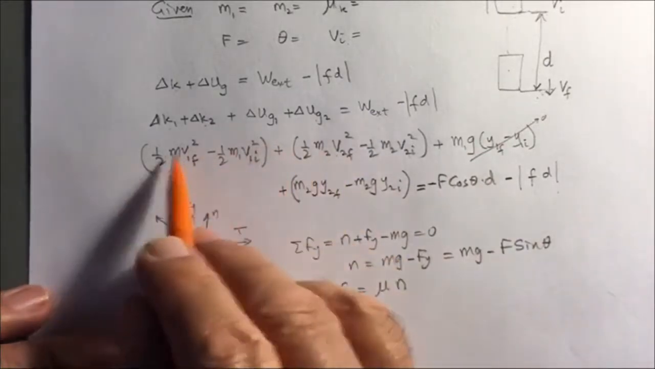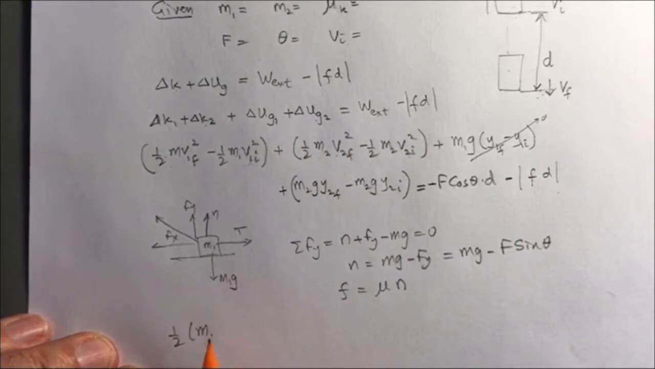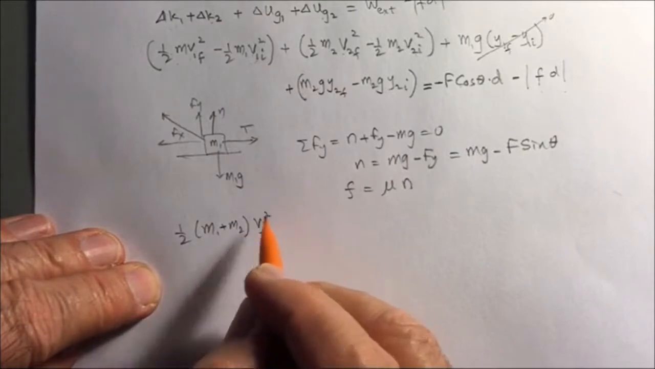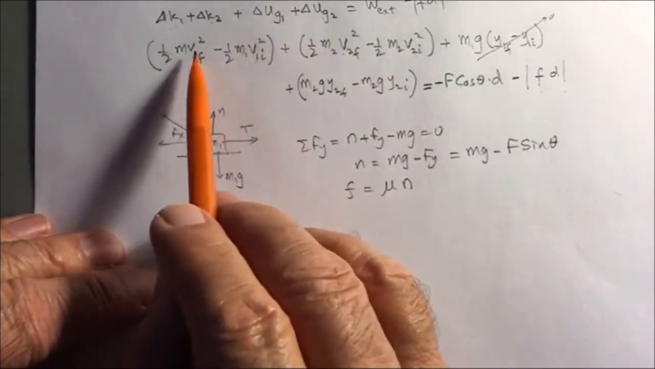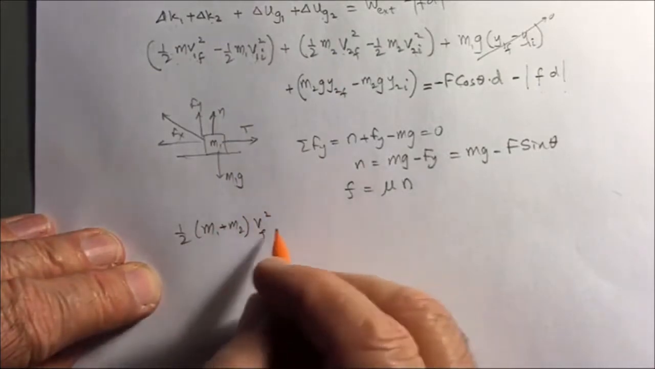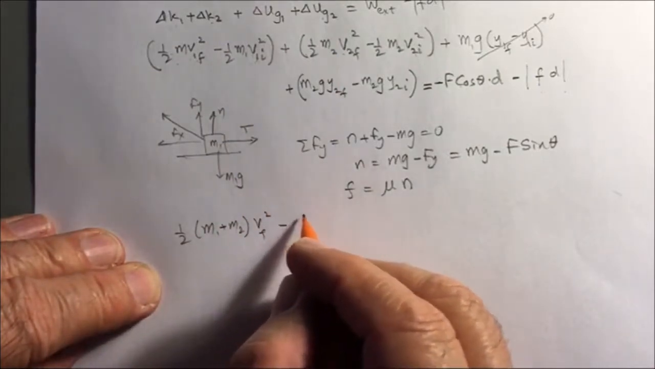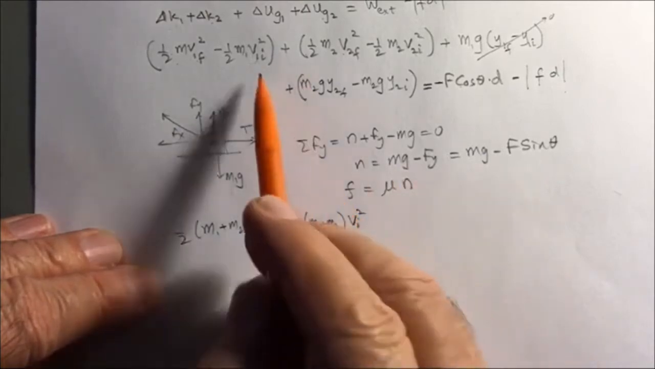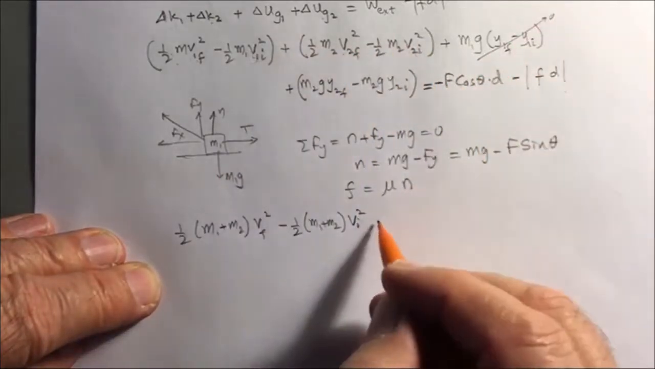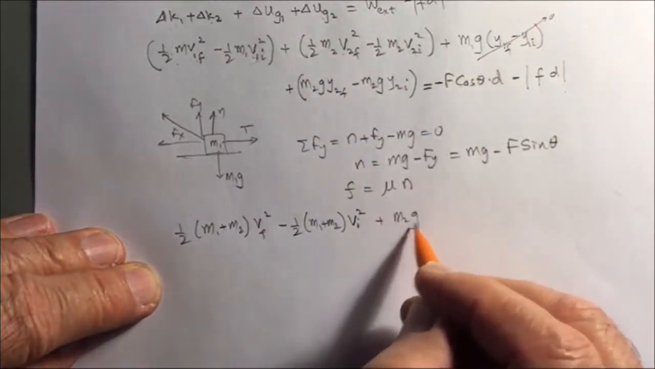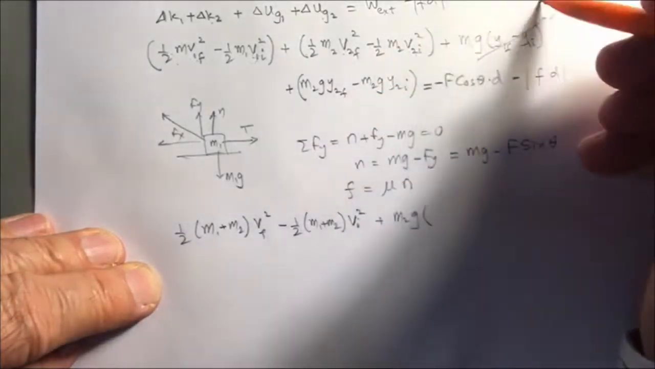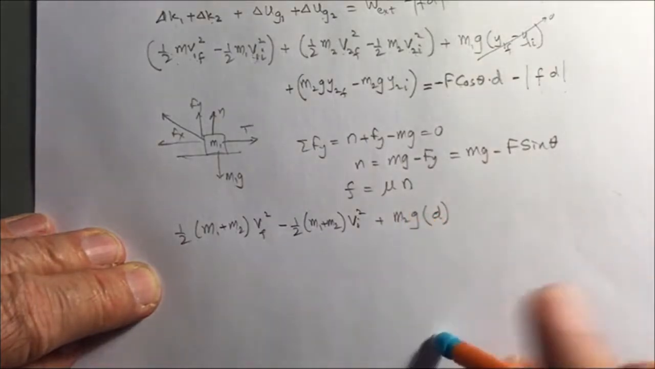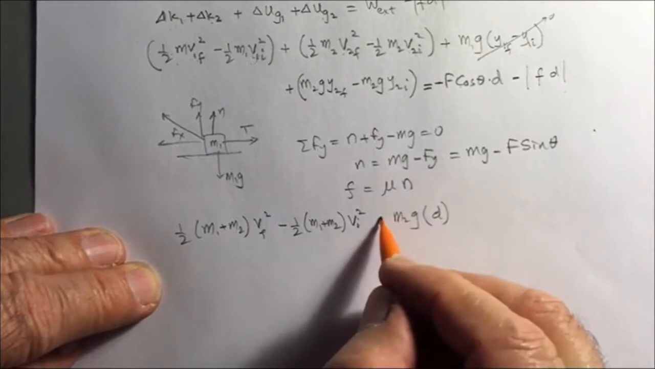So we can combine these two together and say half (m1 + m2) v final squared. These two would be just the same, so it's v final, and half (m1 + m2), we take that. Then we can have minus half (m1 + m2) v initial squared, so that's adding these two together, plus m2 g, and it's the distance d, y final minus y initial, so that's going to be d with a negative, so we can change that to a minus d.